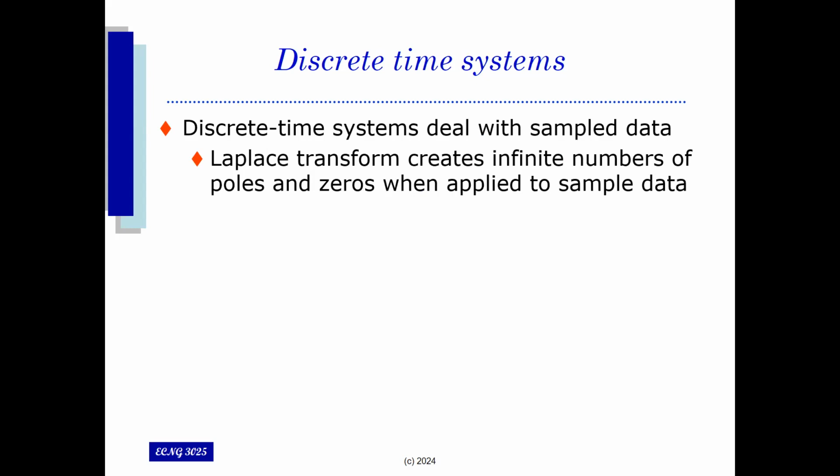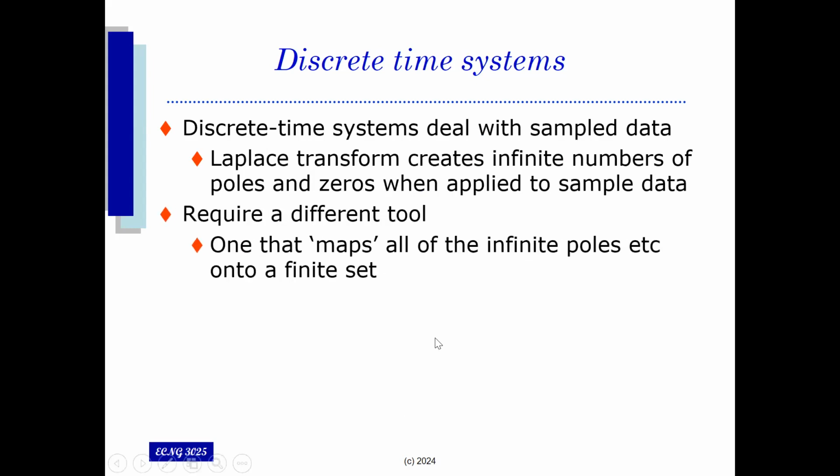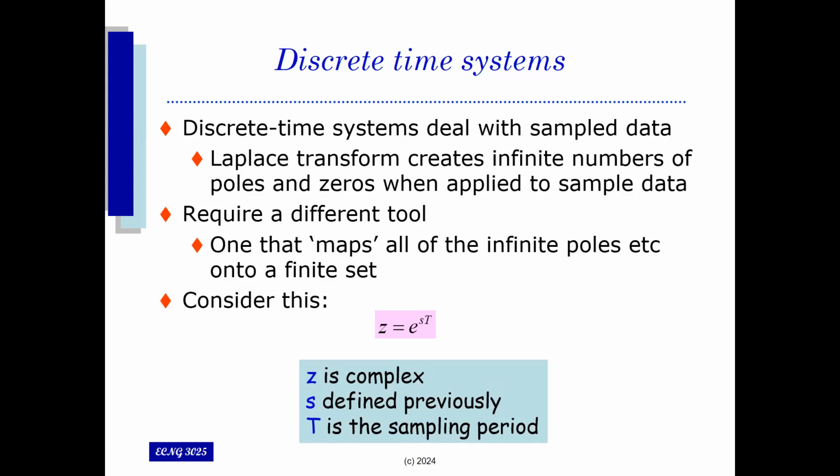Once we're dealing with discrete time systems, we're dealing with sampled data. The sampled data cannot be used in the Laplace transform because it's going to give us an infinite number of poles and zeros. So we need another tool. What we require is some tool that maps all of these infinite poles and zeros onto a finite set. And this is where the Z transform came in. This is all part of complex number theory, and we never did the derivation here. It's pretty intense, almost a course on its own, how this came about.